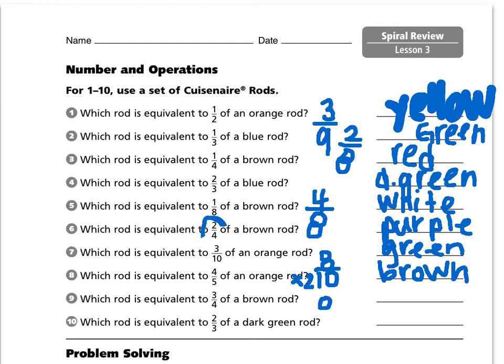Which rod is equivalent to 3/4 of the brown rod? Well, I know that the brown rod is the 8th rod. 3/4 of that would be 6. So the 6th rod is going to be the dark green rod.